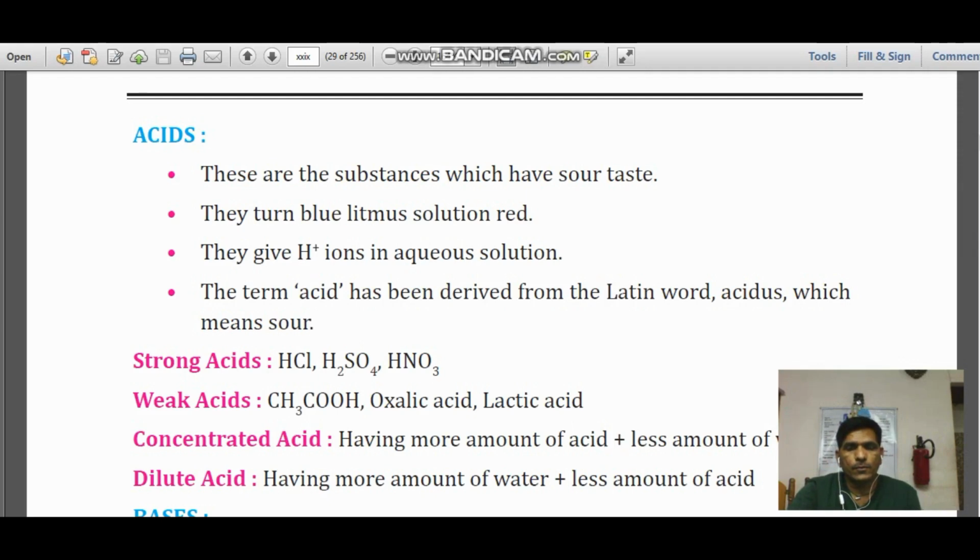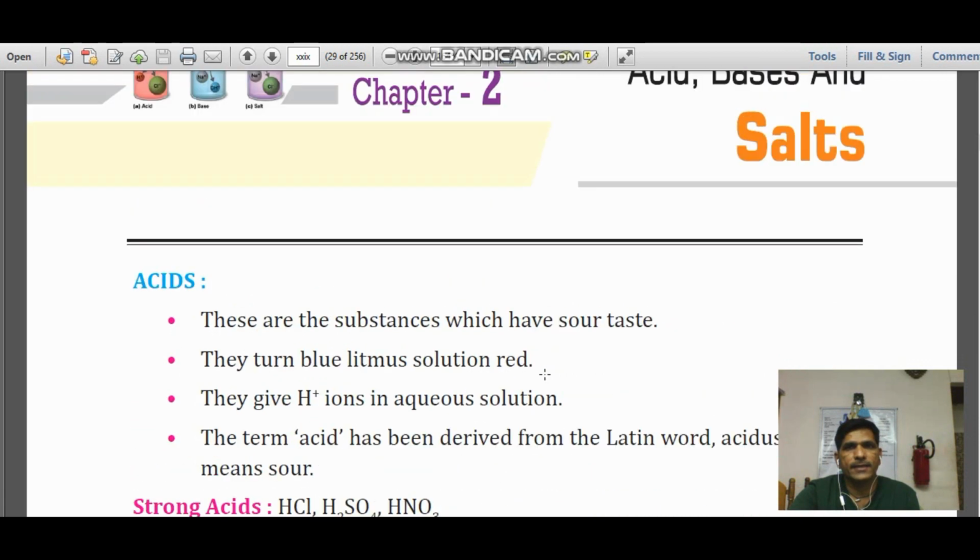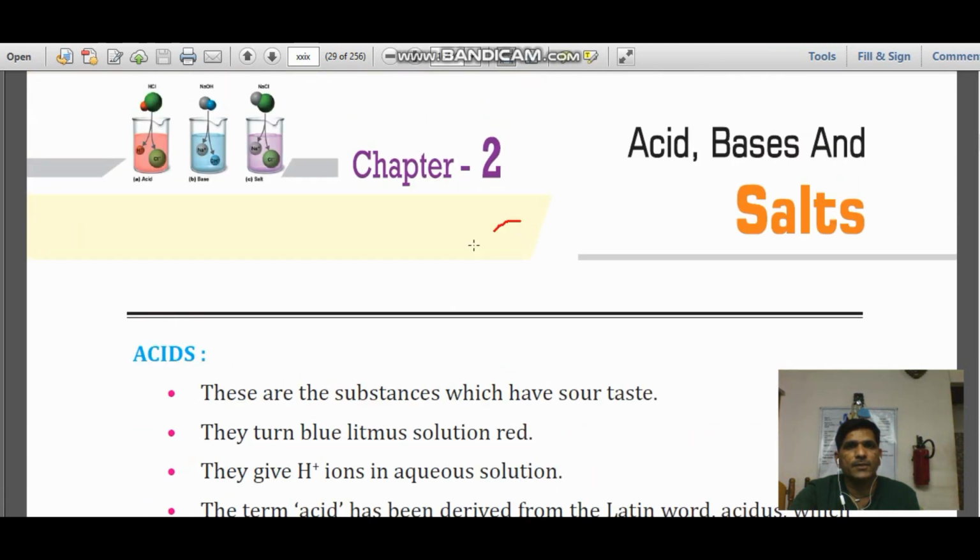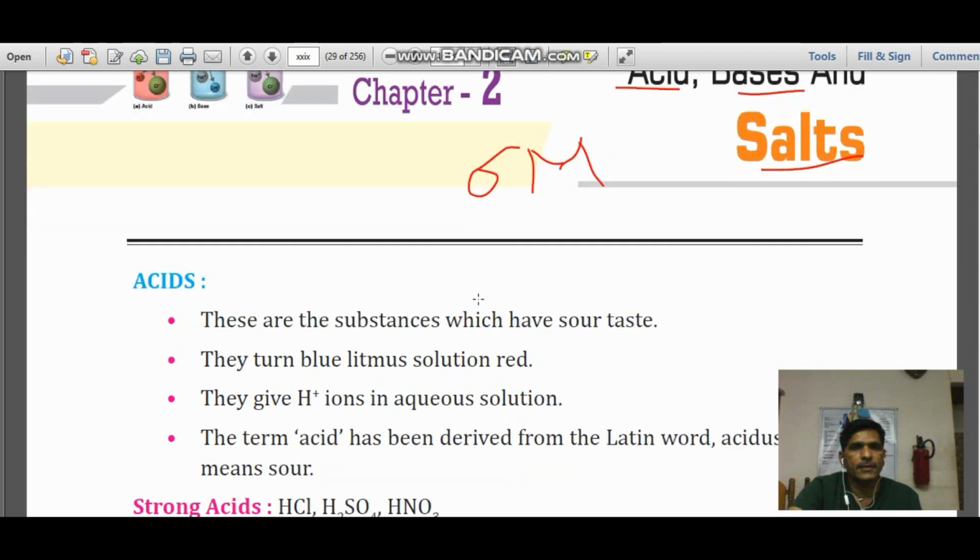Today I want to start lesson 2, that is acid, base and salt. The name of this lesson is acid, base and salt. It has 6 marks weightage. Already we are familiar with these three words because we should have studied them in 8th, 9th and 10th.